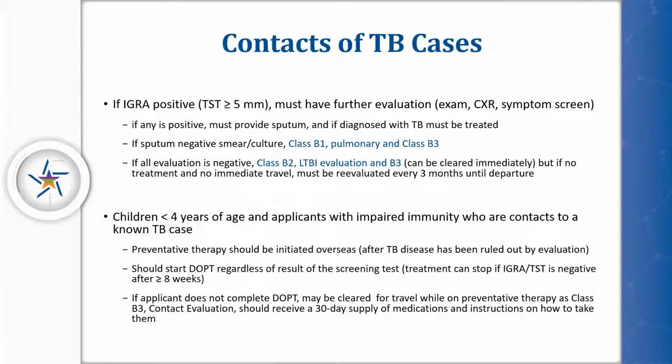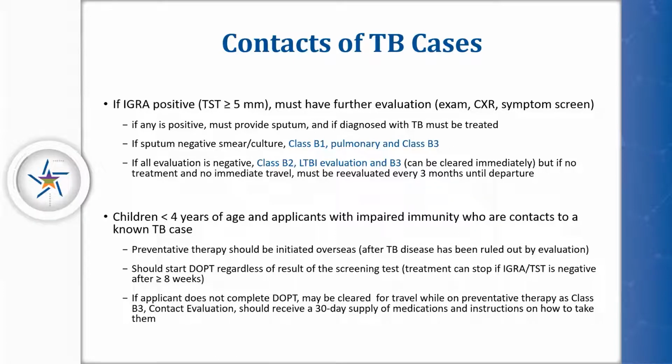This is after TB disease has been ruled out and they have been shown to be in contact with an infectious adult. So you should start DOPT regardless of results of the screening test. Treatment can be stopped if the IGRA or TST is negative after the 8 weeks. So again, if they're screened negative after 8 to 10 weeks, you can stop the directly observed preventative therapy.